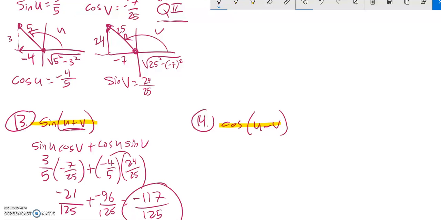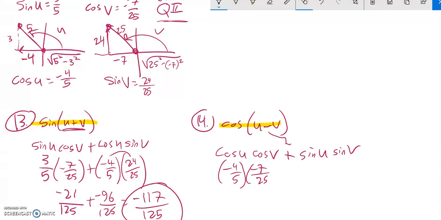Cosine of those subtracted. I know that the cosine subtraction formula is cosine of the first one, cosine of the second one, opposite operator, sine of the first one, sine of the second one. Let me plug in those values. Cosine of u, negative 4/5, cosine of v, negative 7/25, plus sine of u is 3/5, sine of v, 24/25. So I just plug all those in and do a little bit of multiplication.